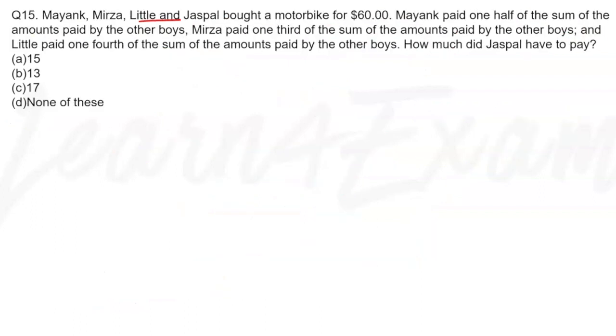Mayank, Mirza, Little and Jaspal bought a motorbike for $60. Mayank paid one half of the sum of the amounts paid by the other boys. Mirza paid 1/3 of the sum of the amounts paid by the other boys, and Little paid 1/4. We need to find out how much Jaspal had to pay. Now, remember this as the question we did before, right? I also gave you a shortcut. Let's now use the shortcut and do this question really fast.